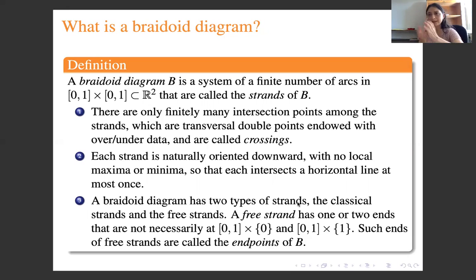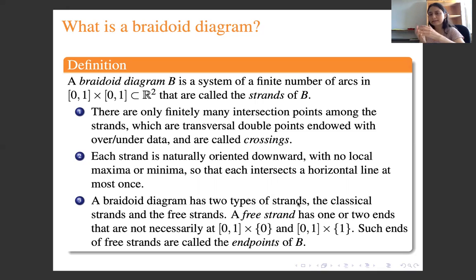And the most determining property of a braidoid diagram, as we have noticed from the former picture, is that a braidoid has 2 types of strands: the classical strands that are basically braid strands with ends on top and bottom and numerated with positive integers. And a braidoid diagram has also free strands. A free strand has 1 or 2 ends that are not necessarily in the top and the bottom line of the region of the diagram.